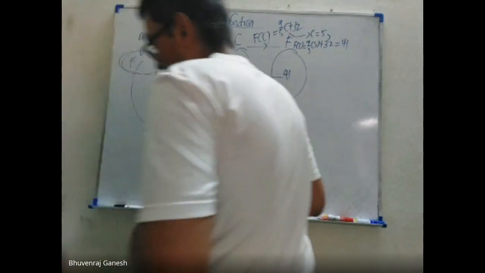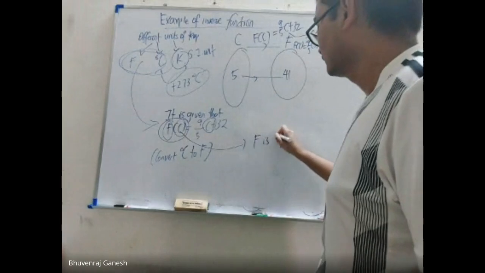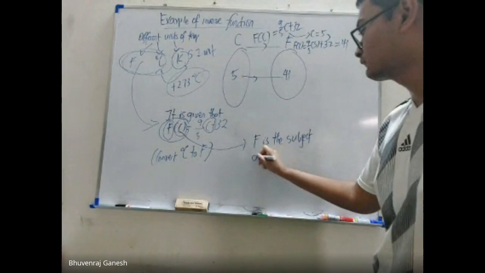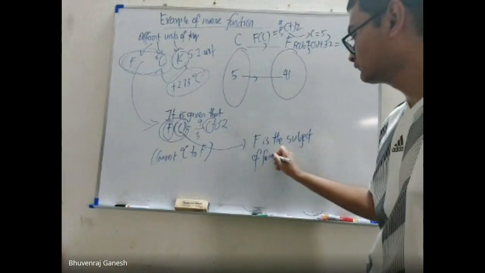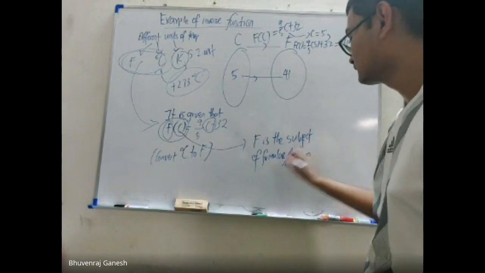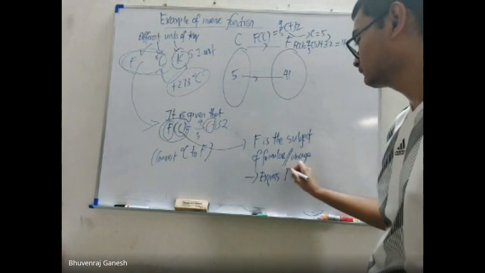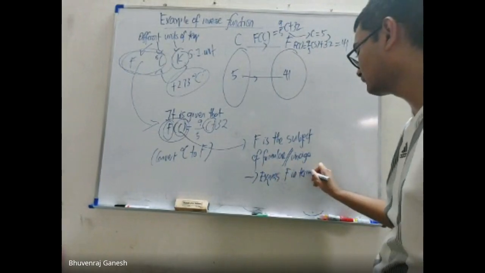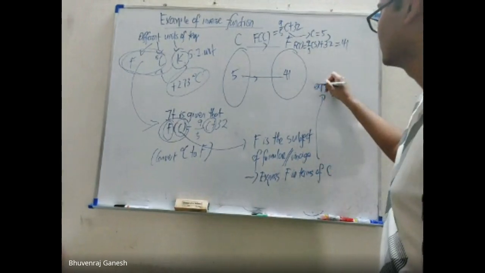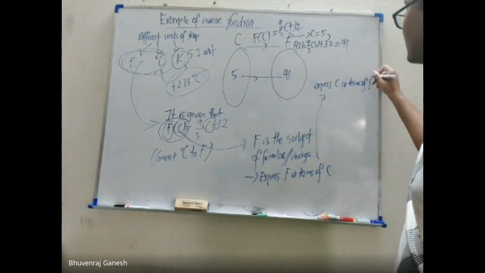And in this case, you notice that F is the subject of the formula, or we call it the image. So this is something like expressing F in terms of C. So how if I want to express C in terms of F? Let's say I want to go this way. Express C in terms of F. So how can I do this?